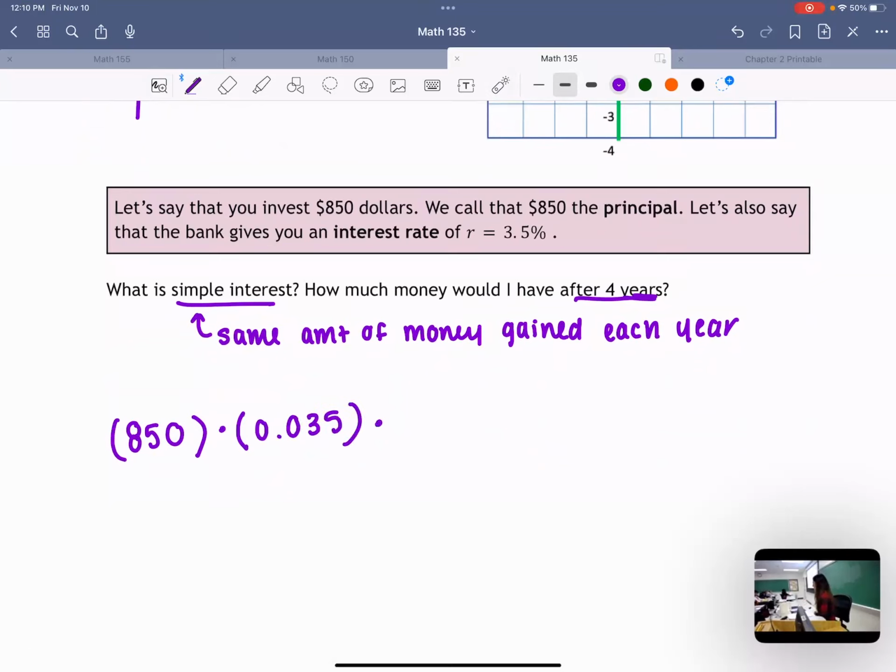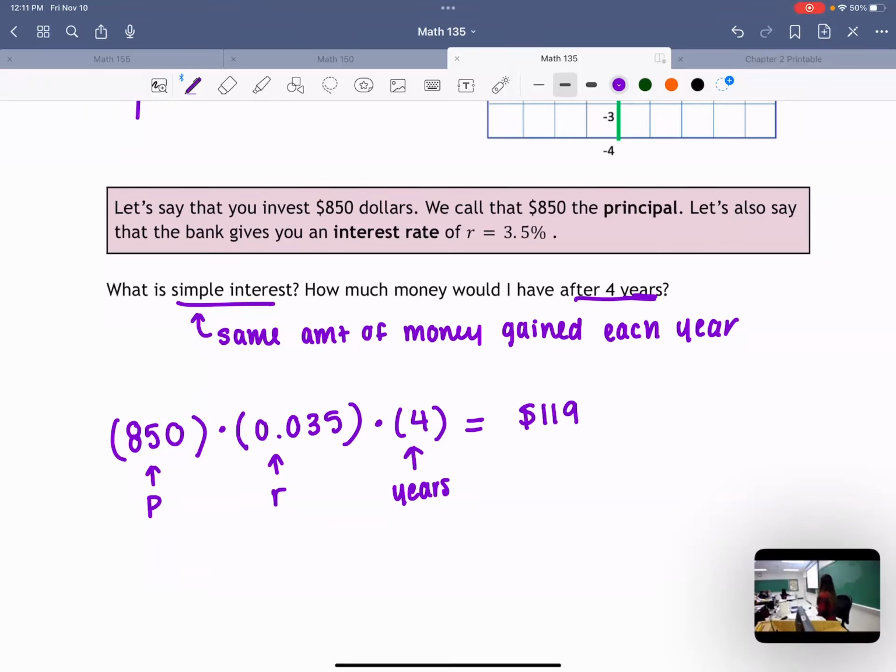And then, since I'm interested in after 4 years, I'm going to multiply that by 4. So I'm taking my principal, multiplying by the rate, and multiplying by the number of years. When you do that, we get $119. Now, you might look at this number and think, hey, this doesn't make sense. I started out with $850. If I'm investing it, I should be getting more money at the end, right?